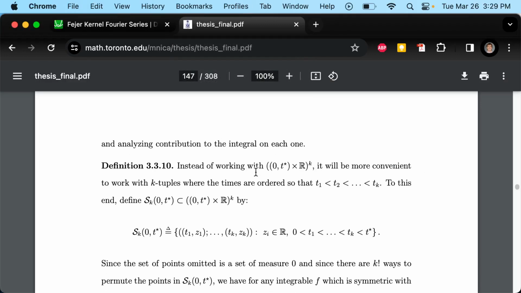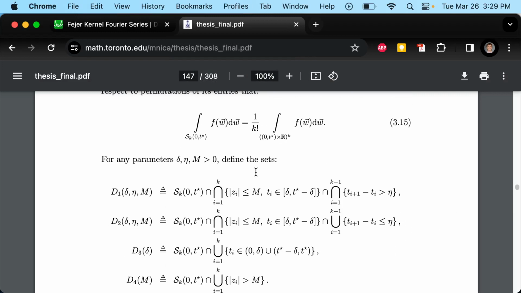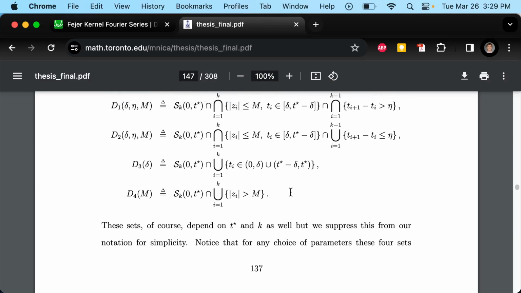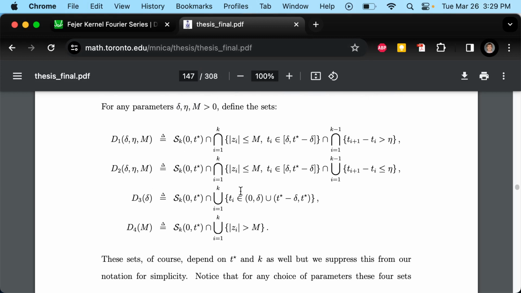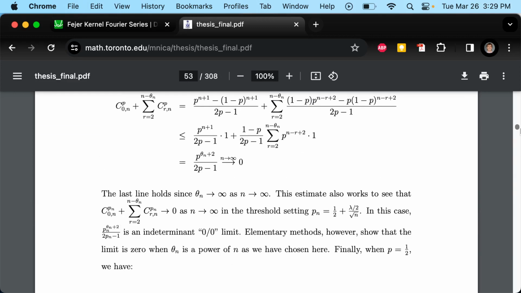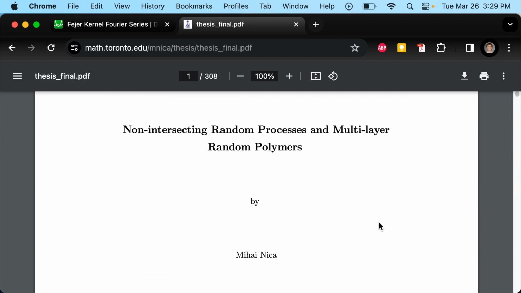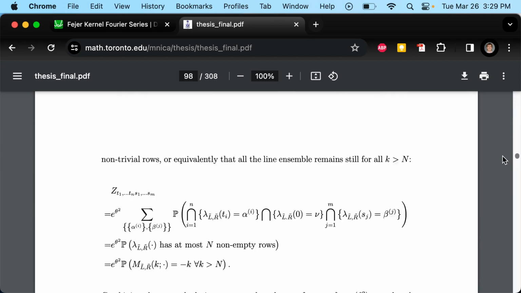Okay, here is a fun document called Thesis Final. On page 137, which is on page 147 of the notes, there is a nice splitting of these spaces D1, D2, D3, D4. What is this document? This is my PhD thesis. Okay, and it really is doing exactly what we just did. So my brain is melting.